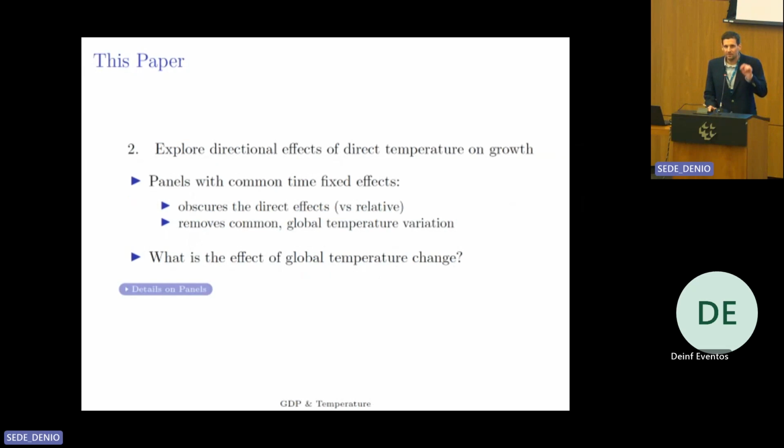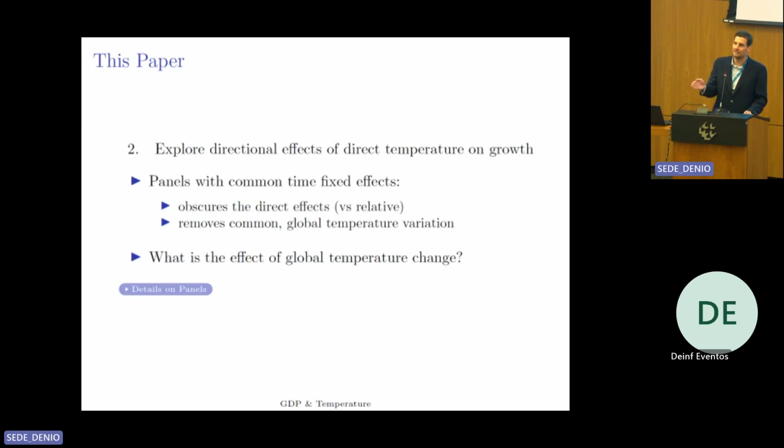Second, we are going to explore the directional effects of direct temperature on growth. And so this differs if you have, say, a panel, especially if you have common time fixed effects. And so we know that a common time fixed effect takes out the average. Suppose your left-hand side variable is change in GDP, and then you have a fixed effect and temperature on your right-hand side. What that time fixed effect does is it averages out the cross-sectional average of temperature.